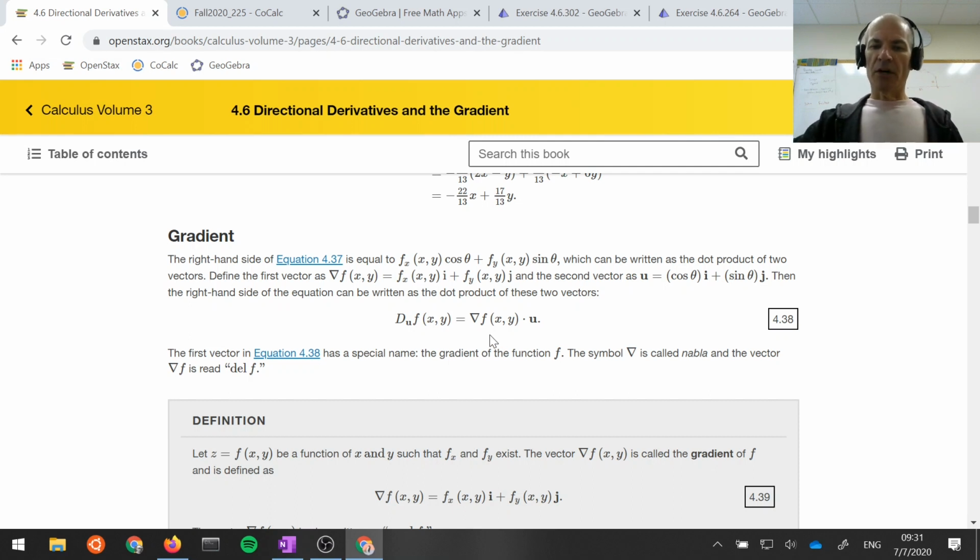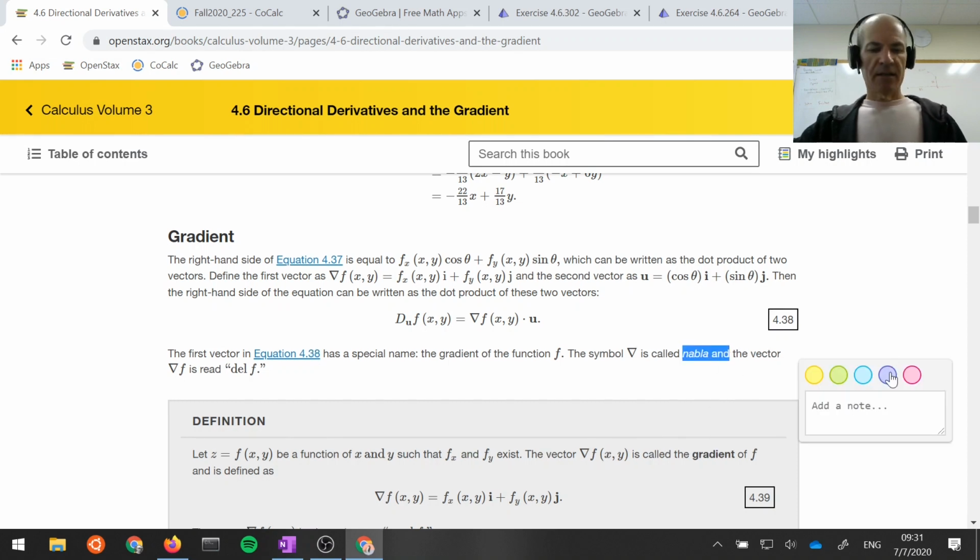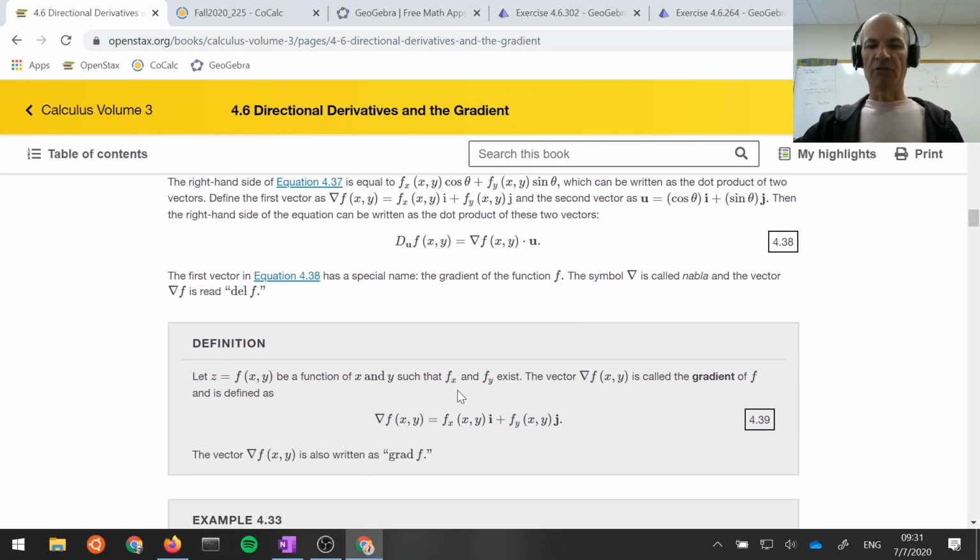And that vector of partial derivatives, partial of f with respect to x, comma, partial of f with respect to y, is so important that we actually give it a name and its own notation. We put this little upside down triangle in front of f. The triangle is called nabla, and we call it the gradient. And the gradient is simply the vector of first partial derivatives.